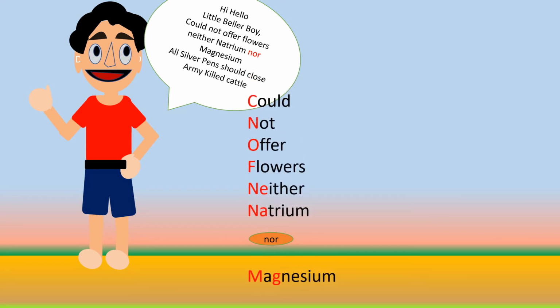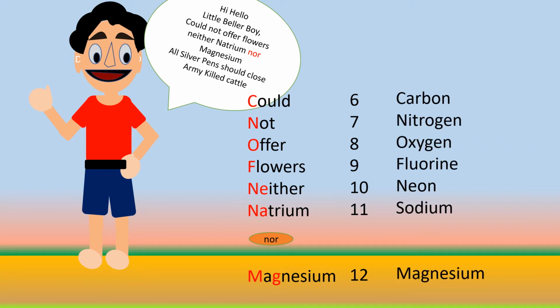Could not offer flowers, neither natrium nor magnesium. Here we have the elements from atomic number 6 to 12. C is the symbol of carbon, N nitrogen, O is for oxygen, F for fluorine, Ne for neon, Na for sodium, Mg for magnesium.